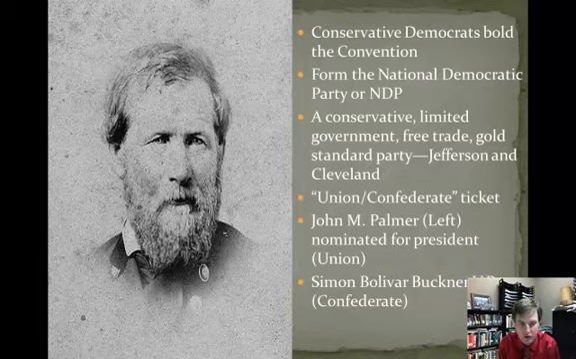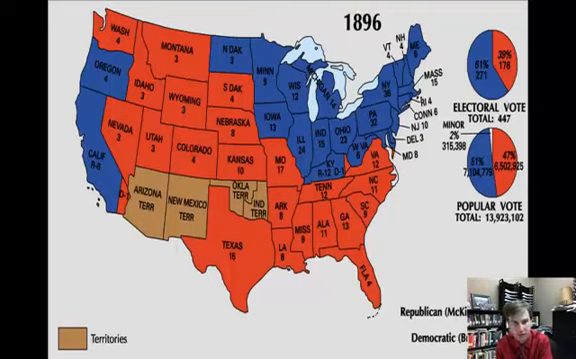It was a Union Confederate ticket. Their presidential candidate was a man named John Palmer, who was a Union war veteran, and their vice presidential candidate was a man named Simon Bolivar Buckner, who was a Confederate general during the war. So they were really trying to bridge the gap between North and South in this particular ticket. They didn't poll very well. In some states like Alabama, actually, they did okay.